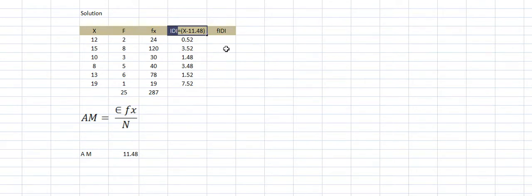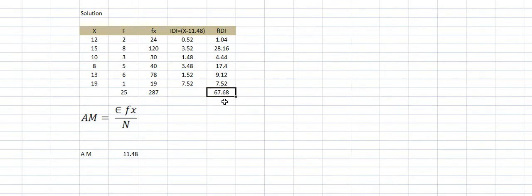Then you multiply f into modulus d. F is here, modulus d is here. 2 into this number, so we will get 1.48. Like that you multiply all. 8 into this one, you will get this one. 3 into this one, 5 into this one, you will get 17.4. 6 into this one, 9.12. So you find the total. So total is 67.68. Is it clear?